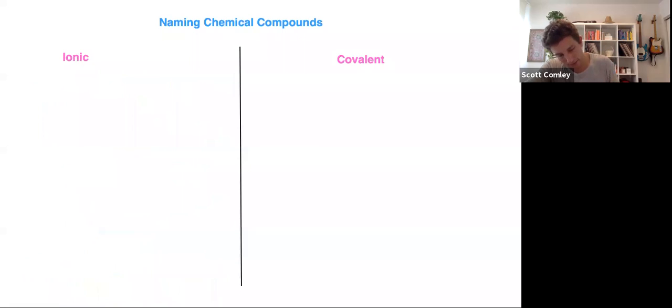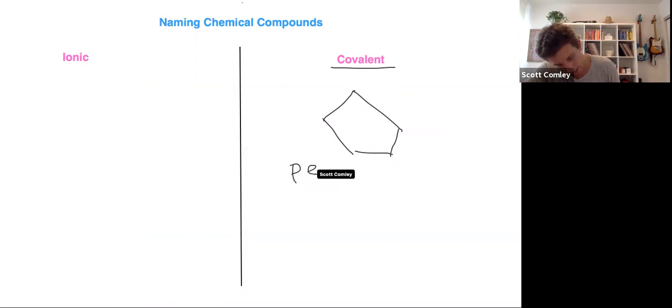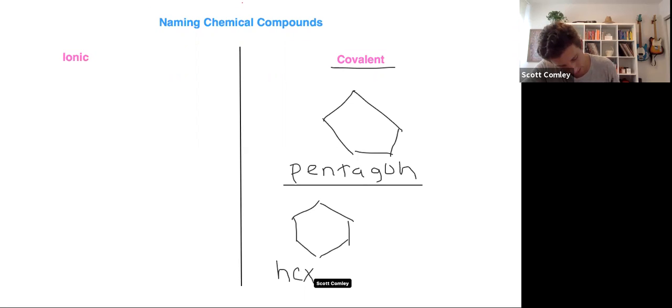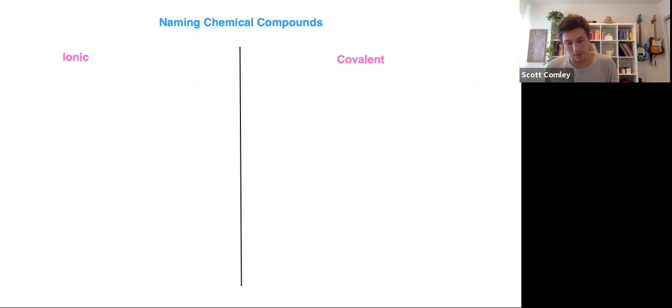Now, covalent compounds are a little different. They have all these prefixes and suffixes that hopefully you've heard of. Well, I'll just start. What is this shape? It's got 5 sides. There's one in Washington, D.C. filled with a bunch of military people. Yes, it's a pentagon. 1, 2, 3, 4, 5, 6. 6 sides. Hexagon, right? Gon just means shape, sided shape. So covalent compounds work that way.